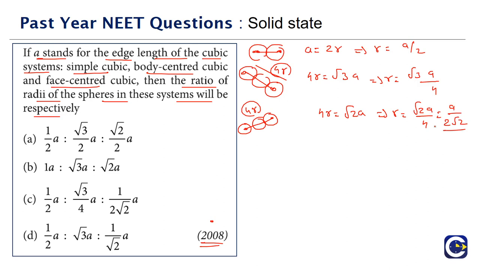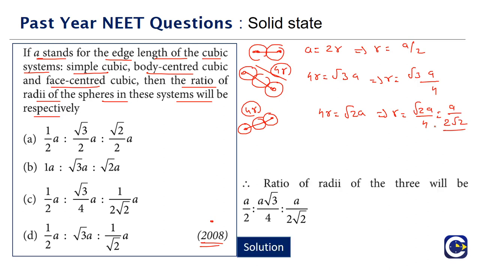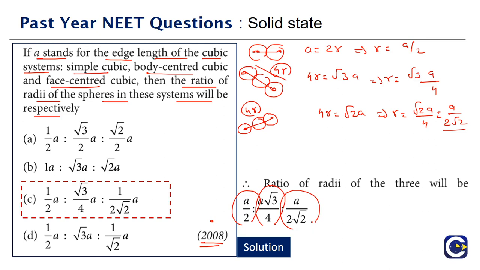They are asking us the ratio of the radii of spheres in these systems. What will be the ratio of these radii values? First simple cubic, R is what? A by 2. BCC, R is what? Root 3 A by 4. FCC, R is what? A by 2 root 2. So what is the correct answer for this? Option C is the correct answer.